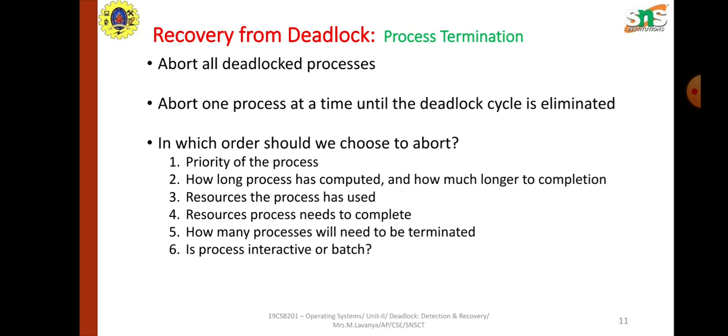The first method is aborting all the processes present in that deadlock state, and the second one is, instead of aborting all the processes, aborting one process at a time until the system recovers from the deadlock cycle and the cycle is eliminated. For example, if we consider there are four processes in a deadlock state, and one process which lastly requested two resources is the cause for the occurrence of deadlock.